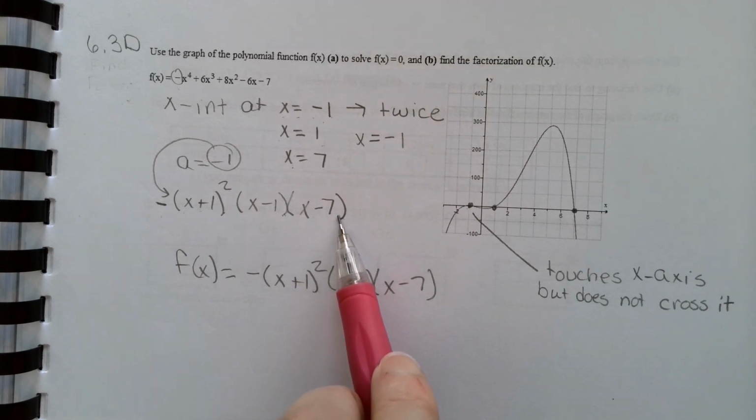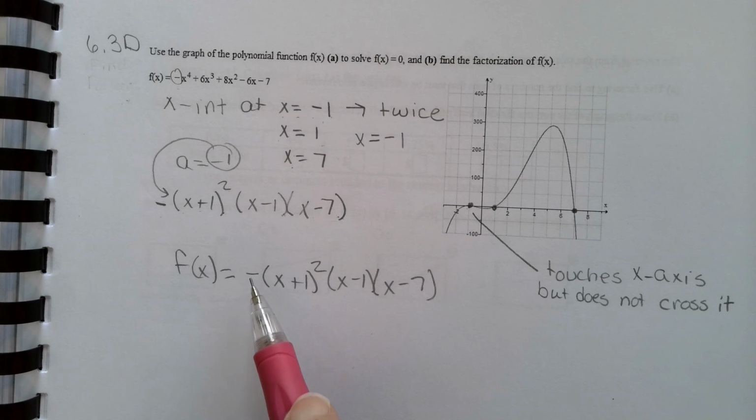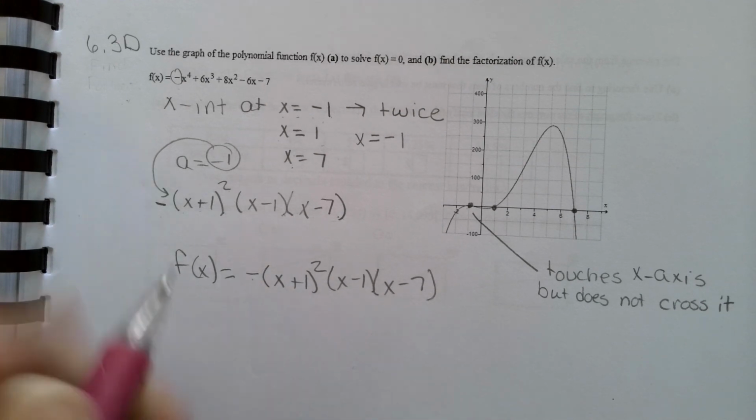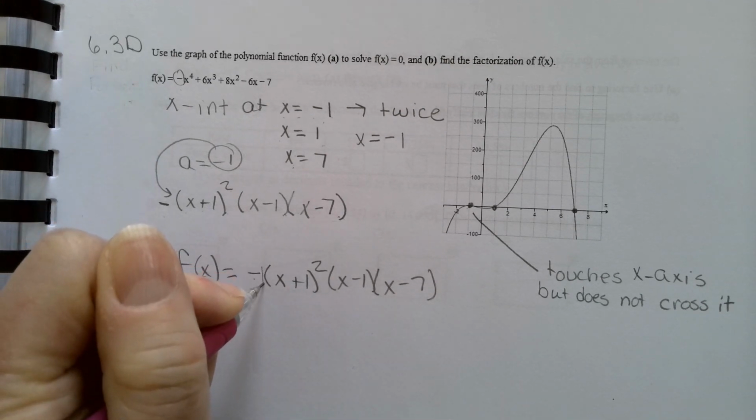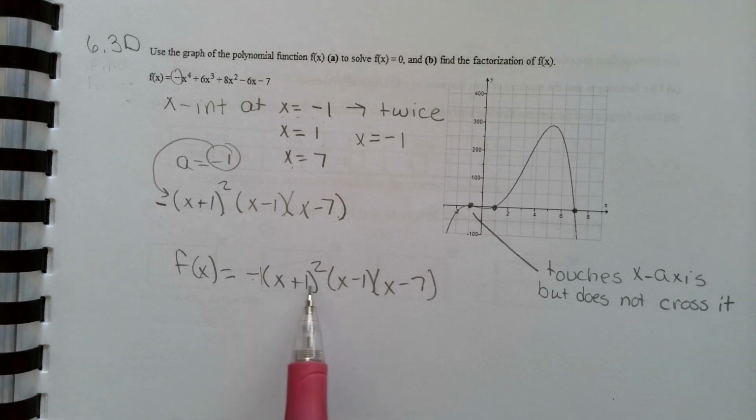So the complete factorization is negative, or -1, if you want to put the 1 there, you can, times x plus 1 squared times x minus 1 times x minus 7.